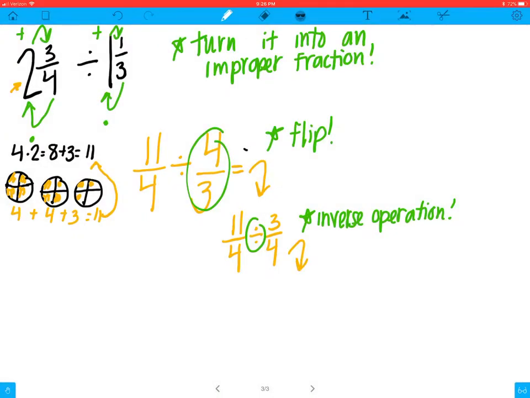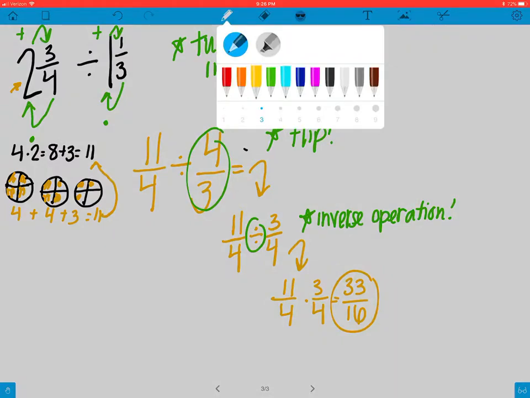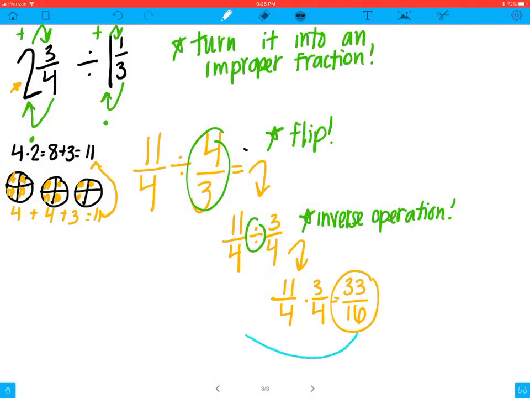It should be familiar at this point where my next step, my only option, is to multiply straight across. So I'm going to multiply 11 and 3, that's 33, and 4 and 4 is 16. Now I'm going to use long division to simplify because I'm feeling pretty confident. So 33 divided by 16. I know 16 can go in there 2 times because that equals 32. When I subtract it, I have 1 left over.